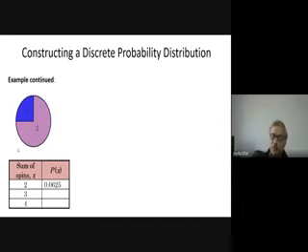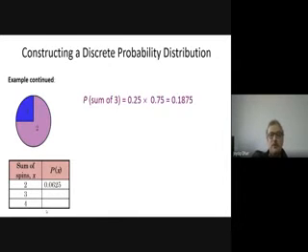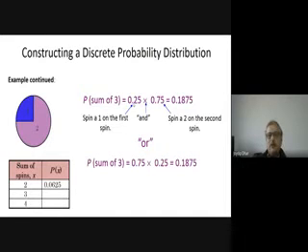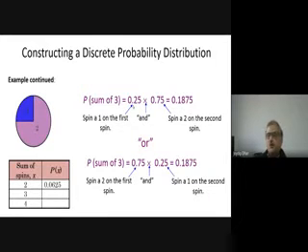Now we'll calculate the other 2 cases: the probability that the sum is 3, and the probability that the sum is 4. A sum of 3 can arise in 2 ways. One is that the first spin comes 1 and the second spin comes 2. The probability is 0.25 for the first spin and 0.75 for the second spin, and multiplying these 2 gives 0.1875.